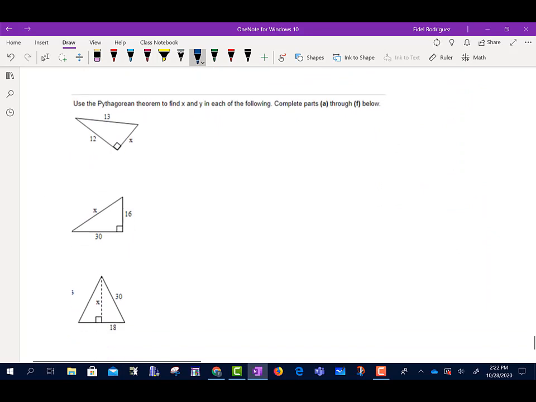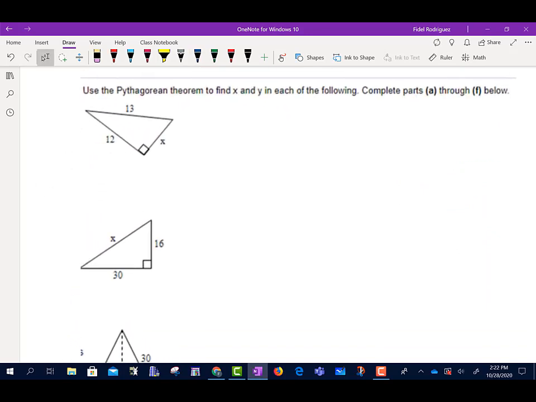So let's see if we can figure out how to do some of these problems here. It says, use the Pythagorean theorem to find x and y in each of the following. The first thing I'm going to do in all these problems, guys, is write down my formula, my Pythagorean theorem. Remember, the important part is that the side over here is C. Once we know that, which one we call A and which one we call B is not a whole lot important. So in this case, I'm just going to call this one A, call this one B. We know that's our C.